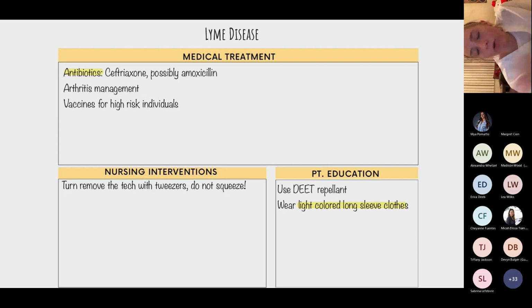A big focus of Lyme disease is simply going to be on prevention, making sure you're wearing light colors, long sleeves when you go outside, that when you come back, you are inspecting your clothes, your hair, your body to see if a tick latched on. And in the event that you do find a tick, you're going to remove it with tweezers, but you're not going to squeeze because we don't want that tick to transmit anything else.